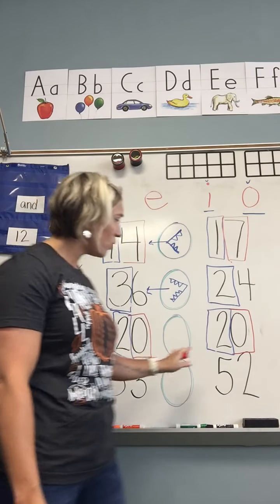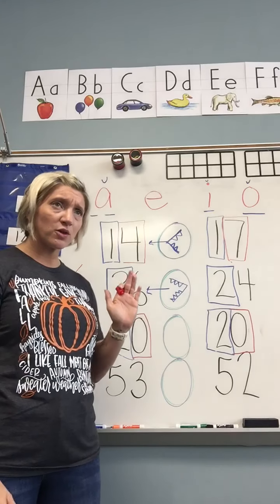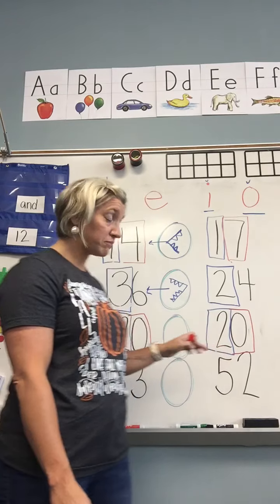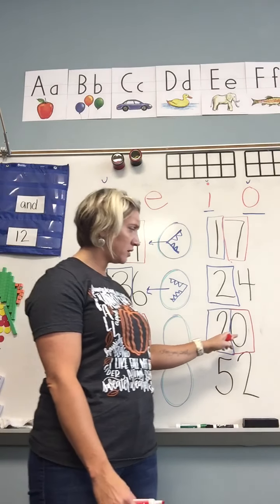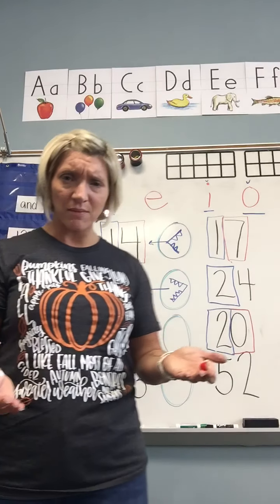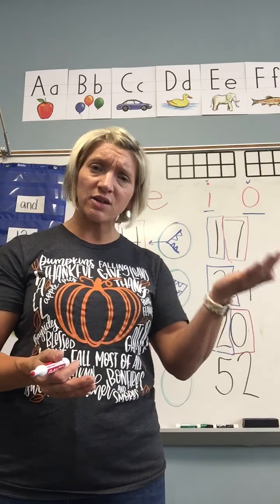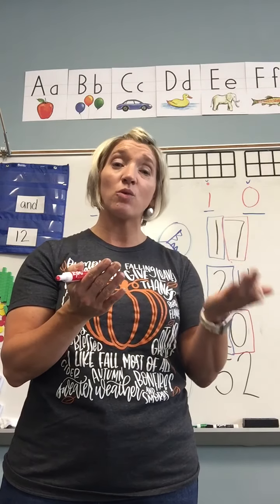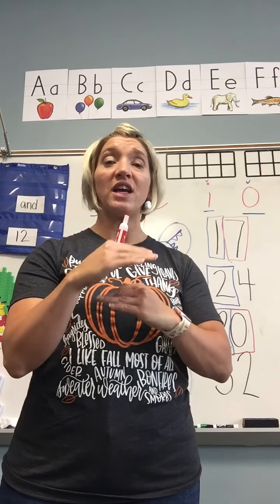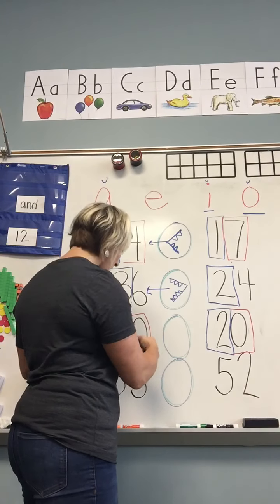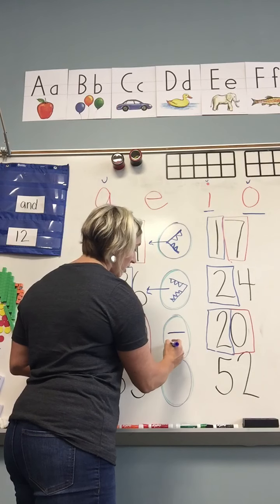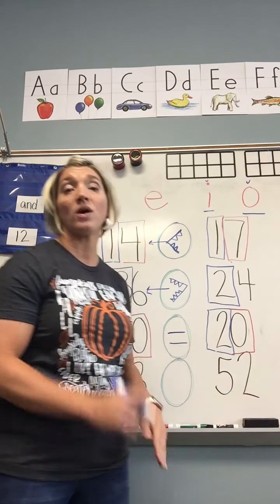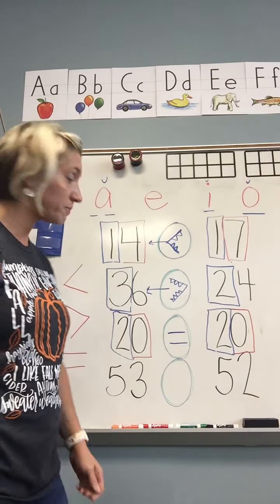So 0, 0. I'm going to go back through and make sure. 2 groups of 10, 2 groups of 10. The same. 0 ones, 0 ones. These numbers are the same. When 2 numbers have the same tens and ones, they are what we call equal. So we will use the equal sign to represent this, because 2 groups of 10 and 0 ones is the same as 2 groups of 10 and 0 ones. They're equal to each other.